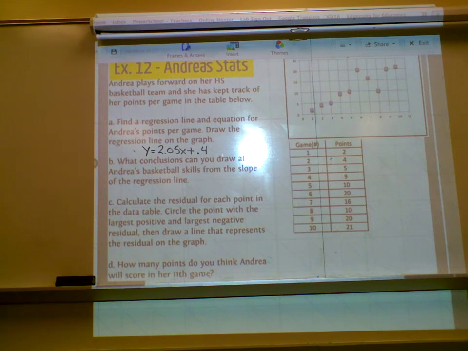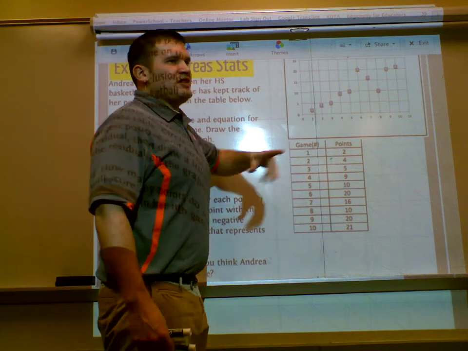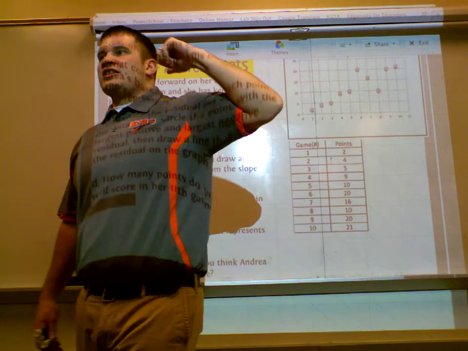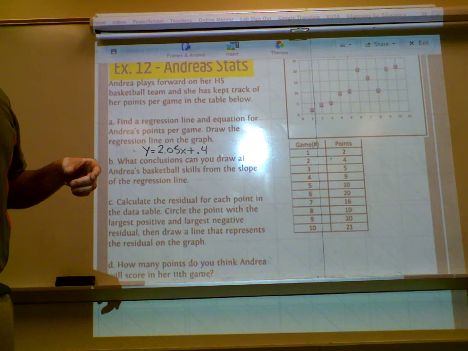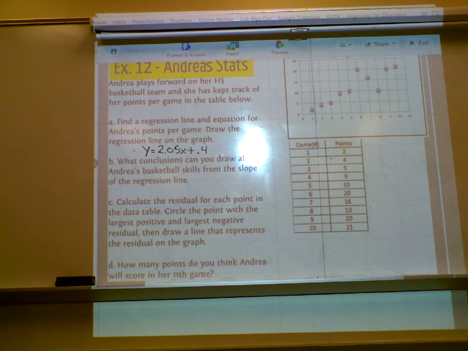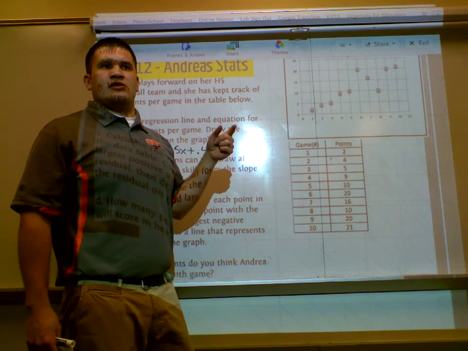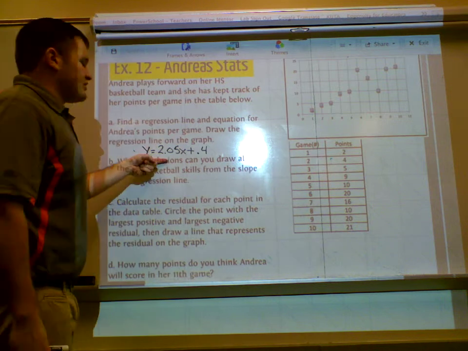You can pick any number that fits the x-axis. I can pick anything from 0 to 11, plug it into x, get the corresponding y, plot those points, and draw my line. I would say the best two to do are the first one and the last one of what they give you. What's the first game they give me? 1. So I'm going to plug in 1 for x.